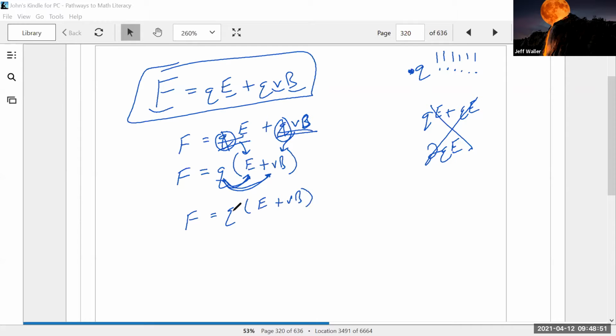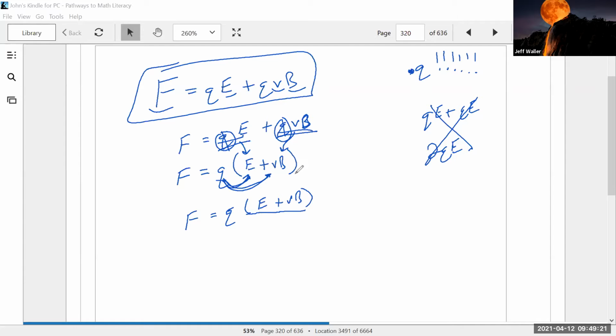How do I solve for Q, how do I get Q by itself? What does this currently say? F equals, keep going. F equals Q times stuff, right? F equals Q times something. So how do I get Q by itself? Divided by this something. Divided by all of this.